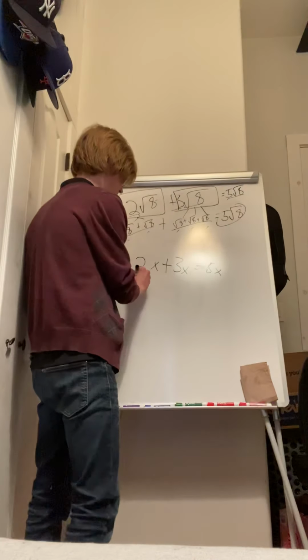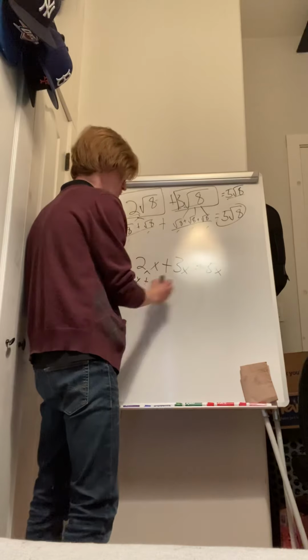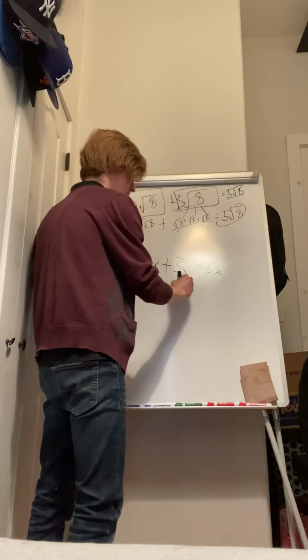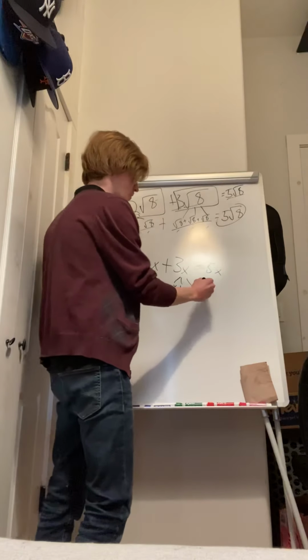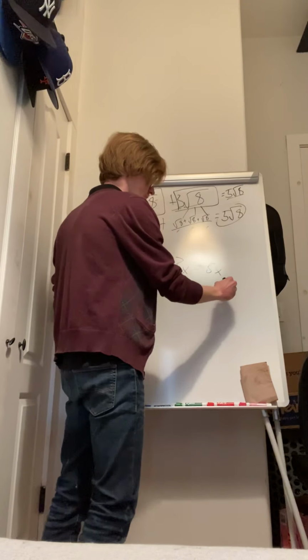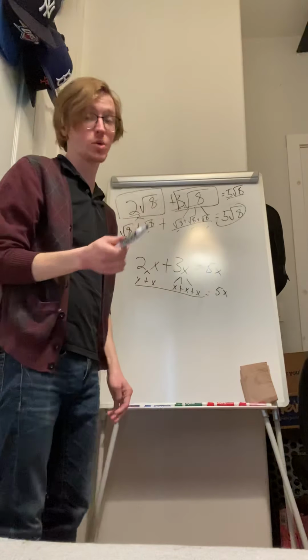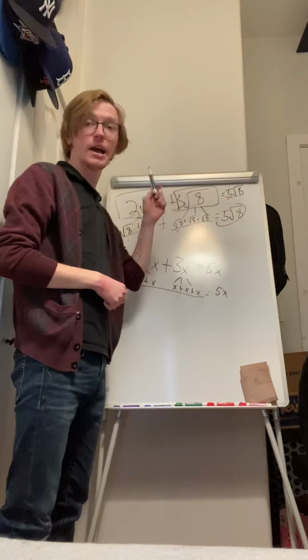Because you knew we had x plus x right here for the 2x, and you knew that we had x plus x plus x for the 3x, and you added up how many x's were there, and that was 5x. That was something you guys have done very well this year. The same applies to here, but here's the twist.